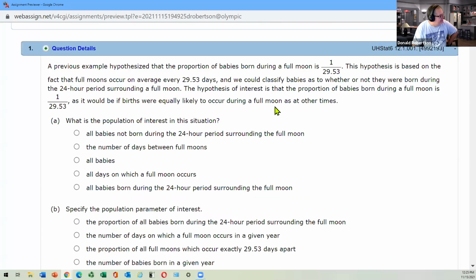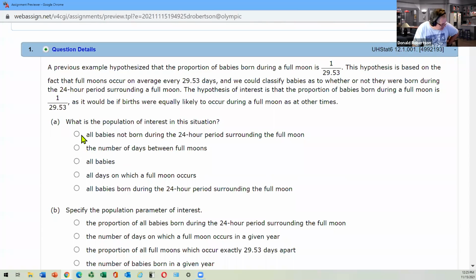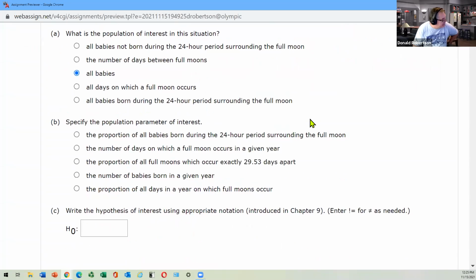Yes, okay. So what's the population here? Are you happy that it's all babies? Now, specify the parameter of interest. So in this story, aren't we interested in the proportion of babies born during that time? So the proportion of all babies born during the 24-hour period surrounding the full moon. We're good on that.